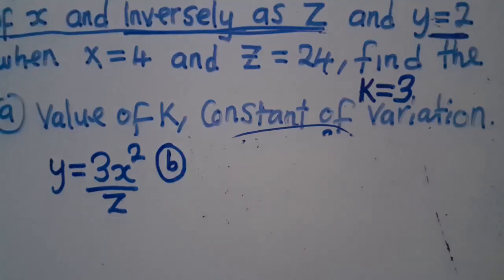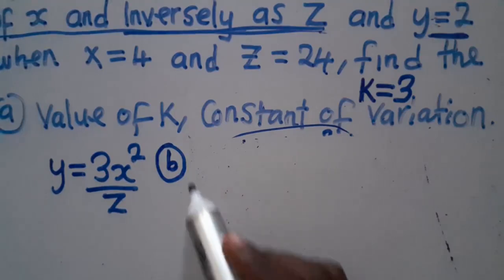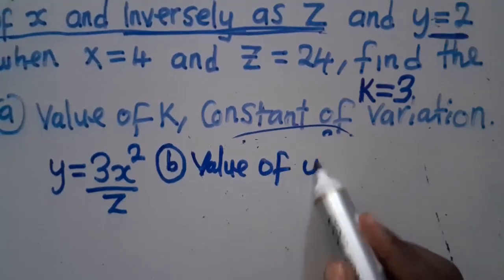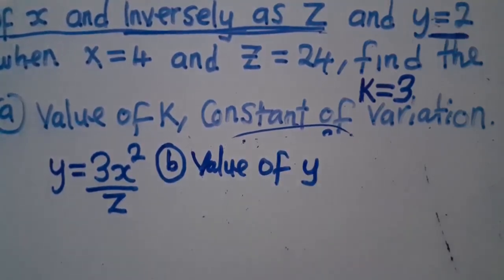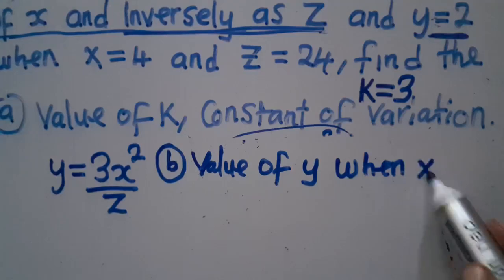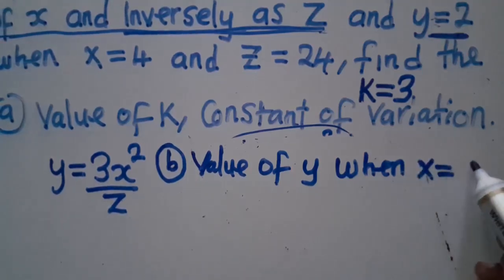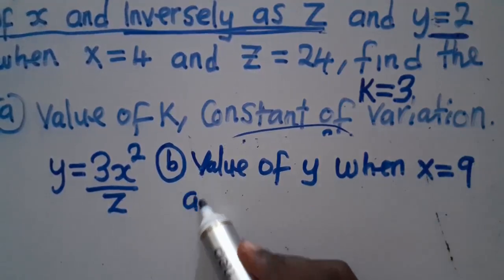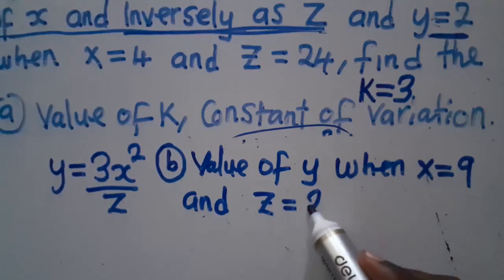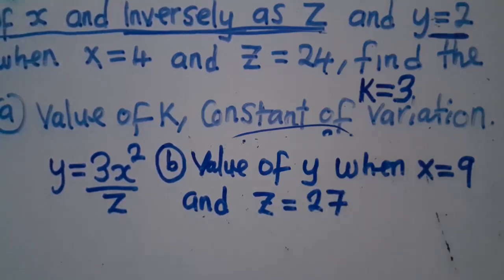So how can we answer B? B is saying we find the value of y. The question is find the value of y when x is equal to 9 and z is equal to 27, like this. So I've told you that we'll be using this equation to answer each and every question that is given.